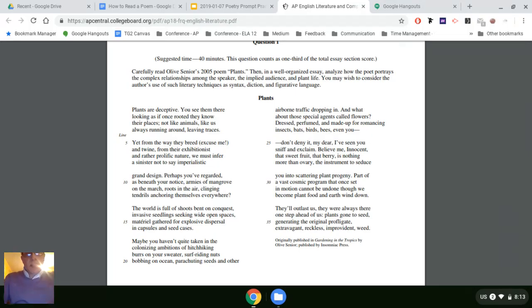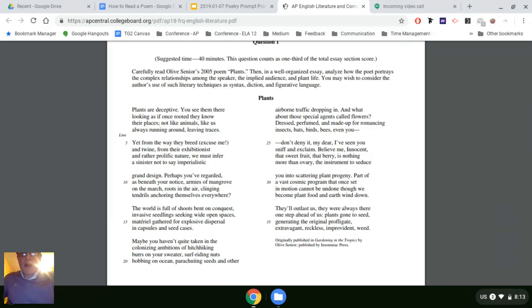So here's the poem. Plants. Plants are deceptive, looking as if once rooted they know their places, not like animals like us always running around leaving traces. Yet from the way they breed and twine, from their exhibitionist and rather prolific nature, we must infer a not sinister, not sadistic, grand design.